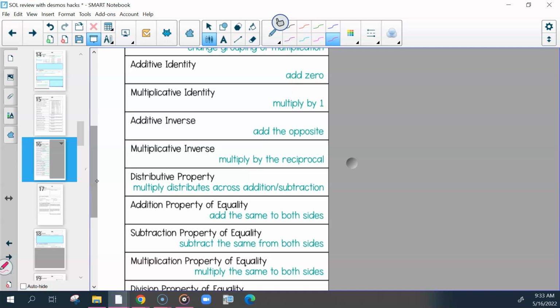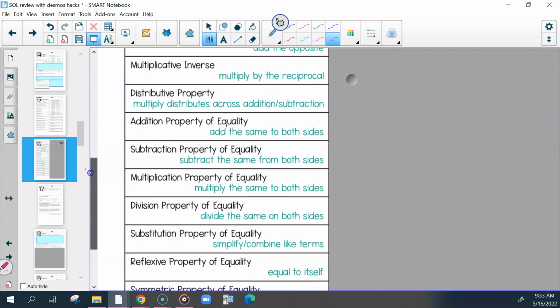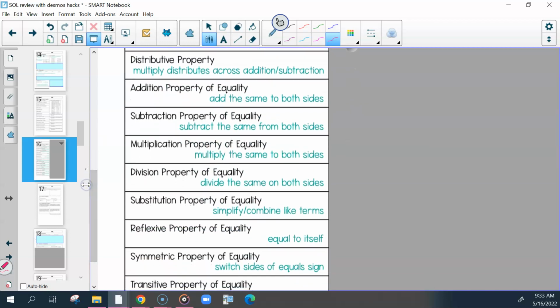Equality. Does anyone need up to multiplicative inverse? There's a whole bunch of word problems. What is this? Numbers.